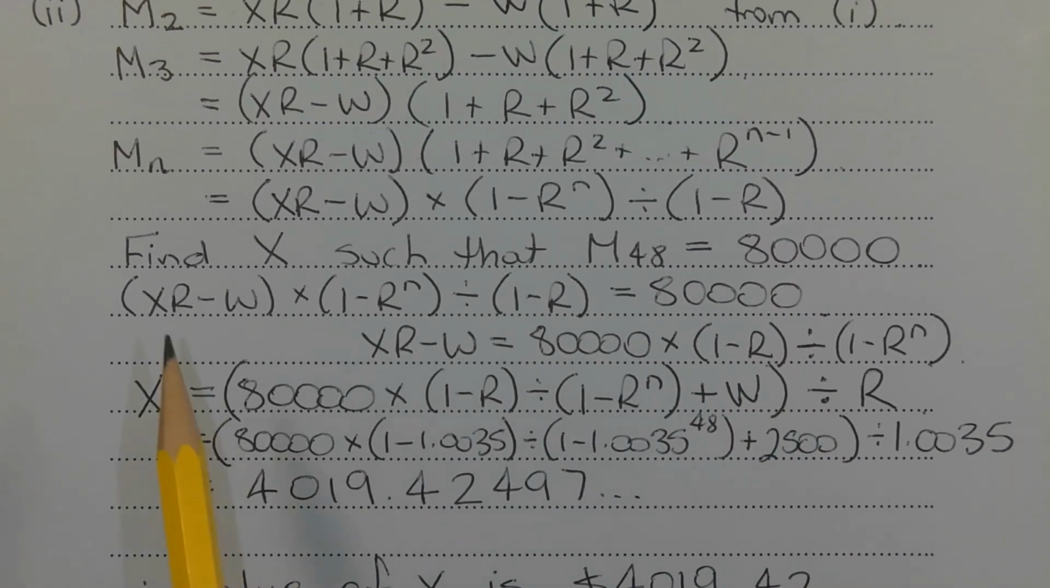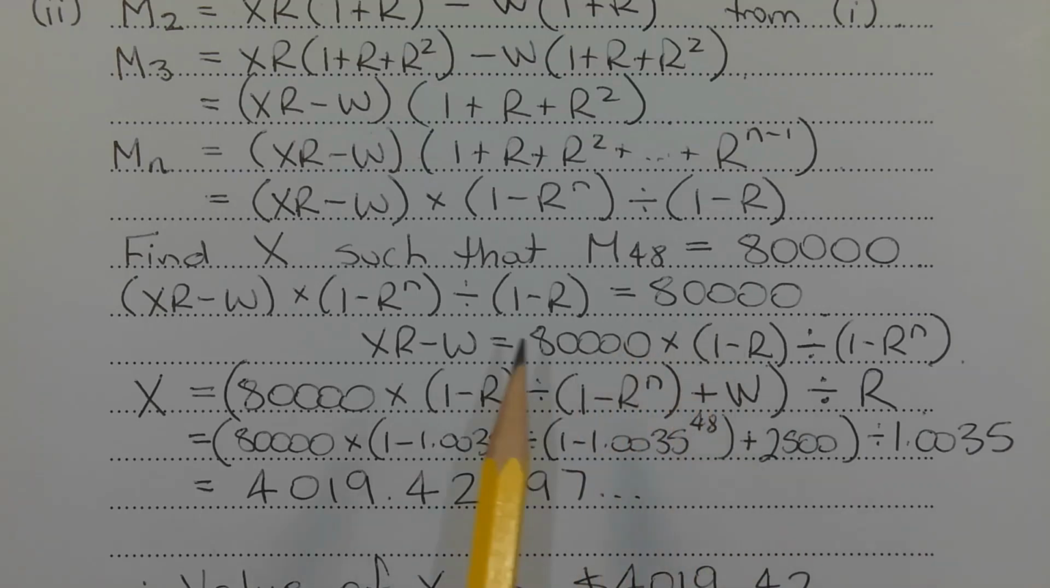Now we need to find X such that M48 is equal to 80,000. So at the end of the 4th year, that's equivalent to the end of the 48th month. So n is equal to 48 in this case. And we know that there's $80,000 in the account, and we want to find the value of X such that M48 is equal to 80,000. So we need to solve for X this equation here. (XR minus W) times (1 minus R^n) divided by (1 minus R) is equal to 80,000.